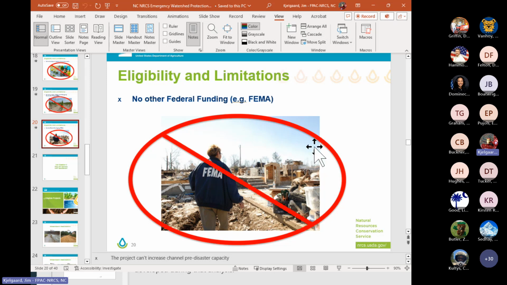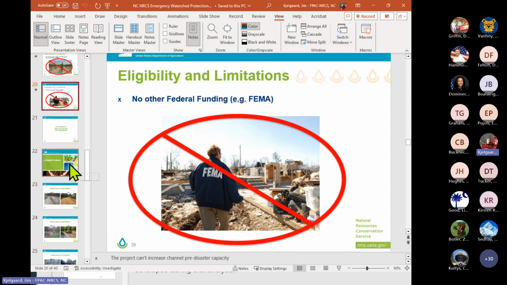And then we also can't have other federal funds being applied to the same site. Our respective states will be coordinating with our FEMA representatives, and typically FEMA public assistance, or PA, is applied to immediate threats. EWP can do some mop up. There may be some other federal agencies out there depending on the severity of the event. Either way, the site can't be funded by other federal sources.